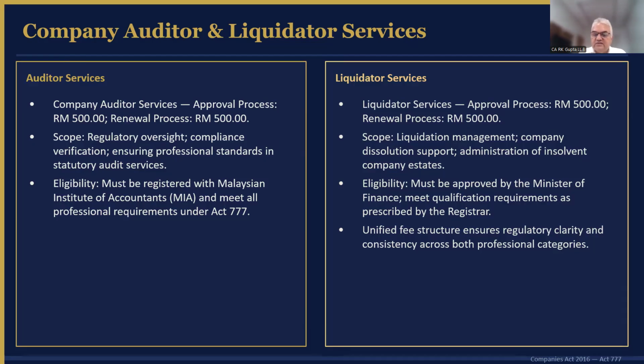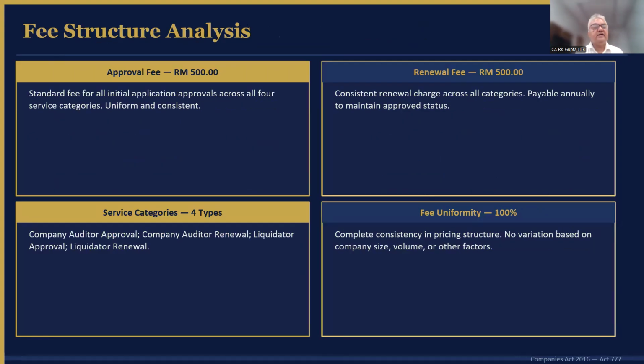And there is a unified fee structure. It ensures regulatory clarity and consistency across both professional categories. The fee structure all across is 500 ringgits. Service categories are four: company auditor approval, company auditor renewal, liquidator approval, liquidator renewal. And fee uniformity is 100%. So complete consistency in pricing structure, no variation based on company size, volume, or other factors.